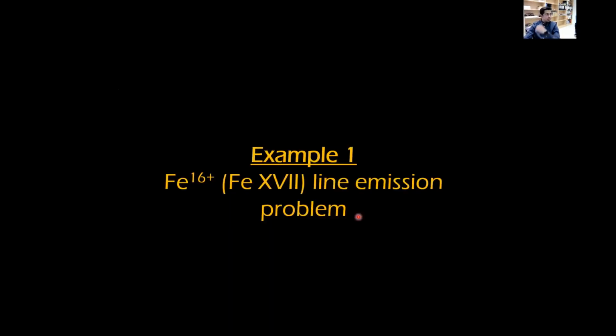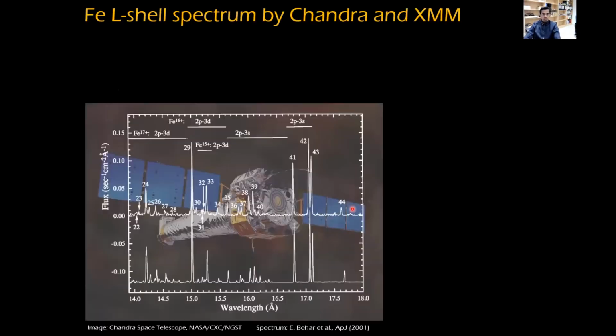So the very first example that I want to cover is this iron 16 plus line emission problem, which has been lingering around for the last 3 or 4 decades. I think many of you are aware of it. This is one typical L-shell spectrum observed by Chandra and XMM-Newton. You see the flux as a function of wavelength, and in this range, 14 to 18 angstrom, you see those strong lines which are from iron 16 plus.